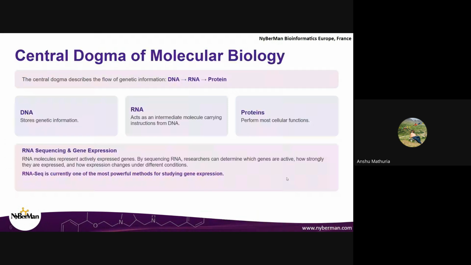Since RNA molecules are only produced when the genes are active, we know that certain genes get transcribed, and only then is RNA formed. So genes are active, and active genes produce RNA. Those RNAs are analyzed directly by checking how much they are producing, and that is how you can determine the activity of that particular gene. So this is why RNA-seq is important.